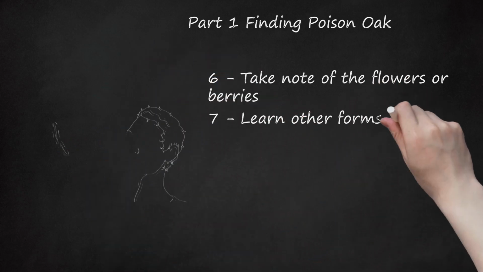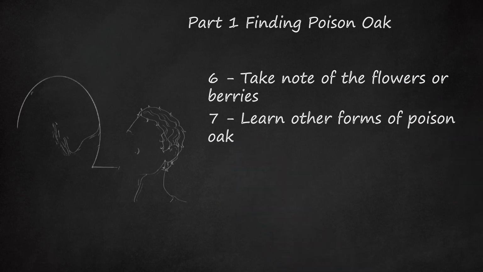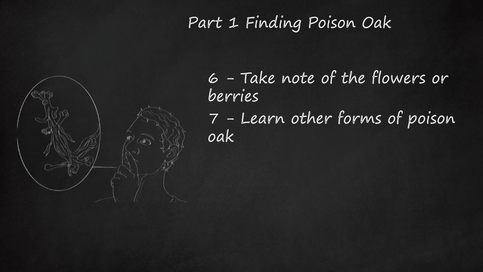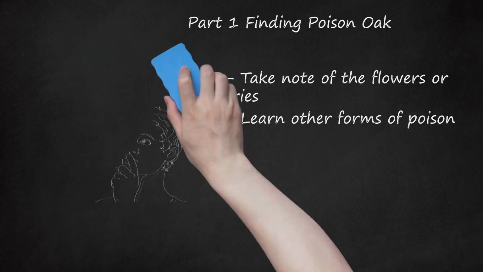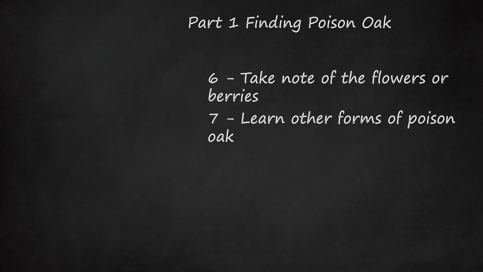7. Learn other forms of poison oak. In the winter, it loses its leaves and looks like reddish-brown sticks, sometimes a few poking up from the ground, sometimes a big clump, with alternating stubs. You can also find it as a thick vine climbing up a tree, sometimes, depending on the season, with small poison oak leaves coming out of it.